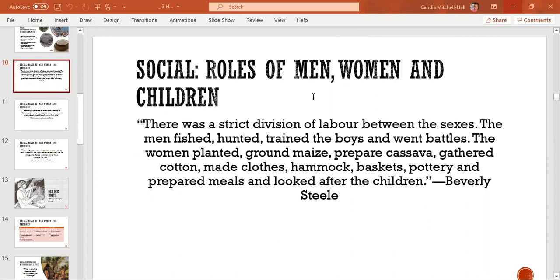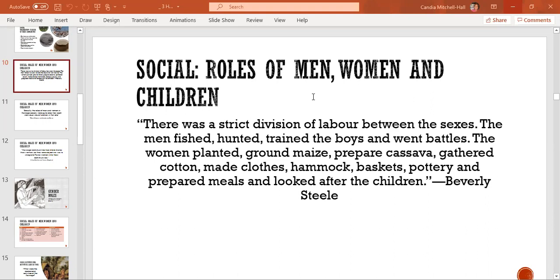So explain to me now, Christian, what Beverly Steele is saying right here. Based on what she's saying, I guess the men did the harder tasks than the women. You find planting to be easy? No, sir, but going to battles and stuff. All right, good. And that is very much similar to most societies, especially European societies. In Europe, and in Africa, most of the times, it was the males who went to war. And if you realize that the gendered practices and roles are very much similar to which other group? The Tainos.